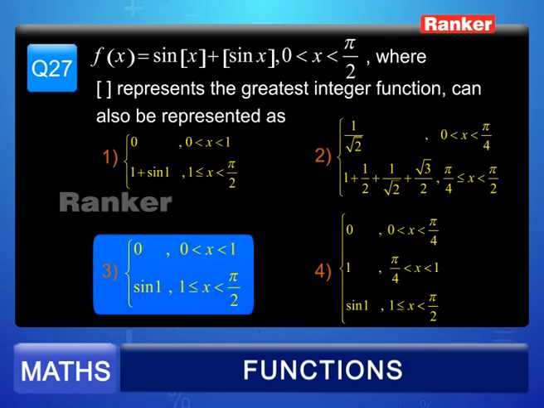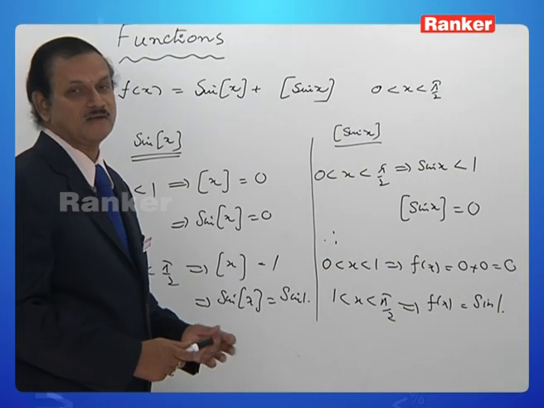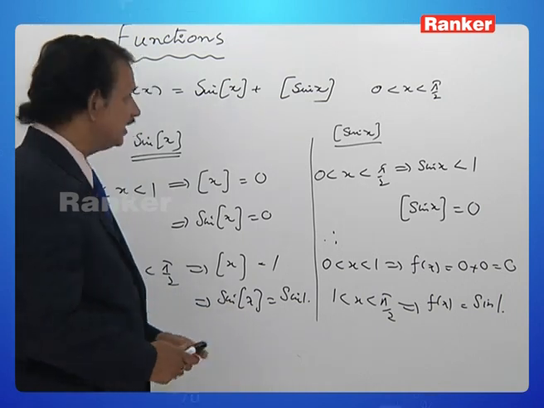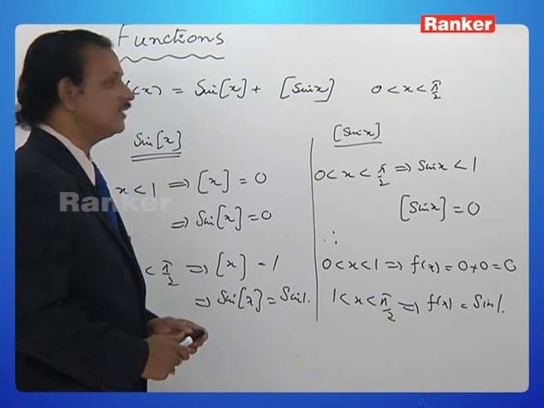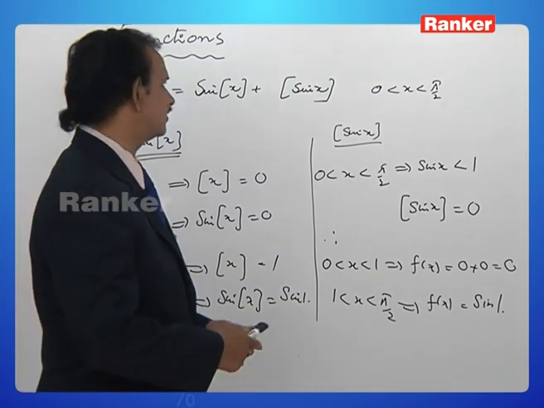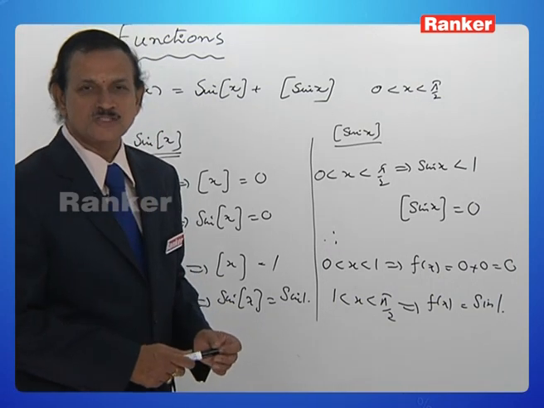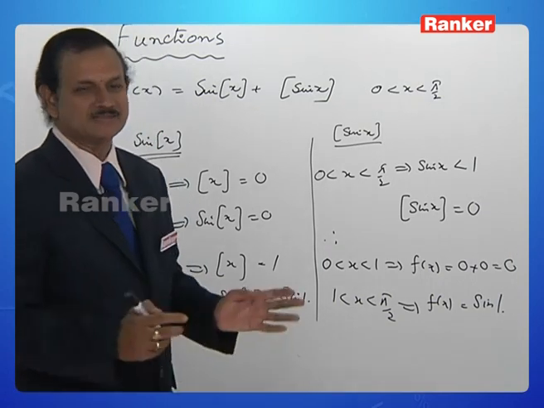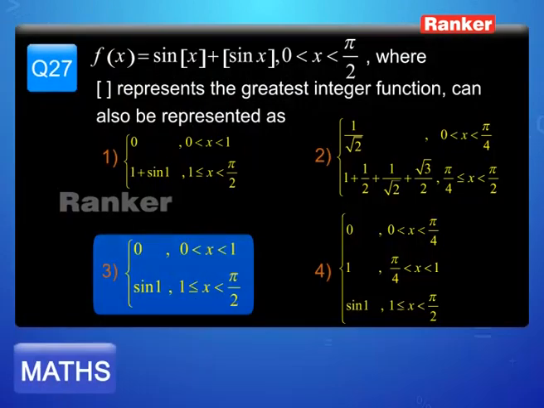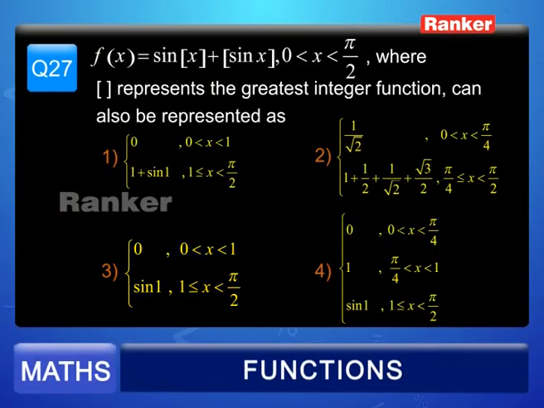Here, in noticing the correct answer, you must be knowing the integral part of x and the integral part of sine x also in the required domain. He has given that the domain of x is 0 less than x less than pi by 2, and it is wise to split that in two parts, that is 0 to 1 and 1 to pi by 2. Like this, we trace the answer to be the third option.